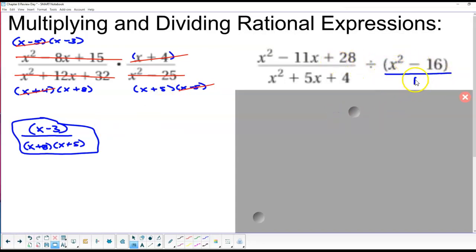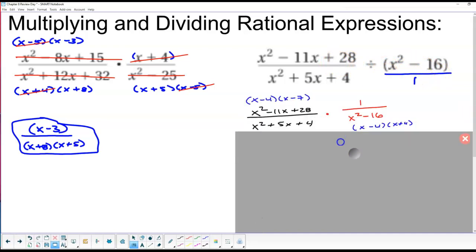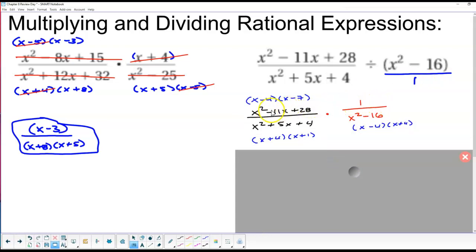So let's make this into a fraction, put it over 1. And then we don't like division, so I'm going to rewrite this problem as a multiplication by the reciprocal. So we flip the second fraction, and then we factor the numerator and denominator. So check the factors of those, and then same game as multiplying.